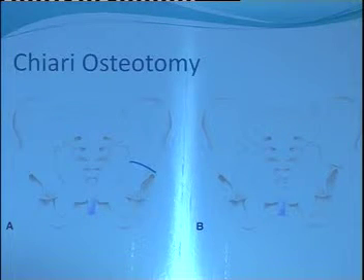This is an example of Chiari osteotomy where you displace, and thus there is a covering of this part of the supraacetabular area over the head of the femur.